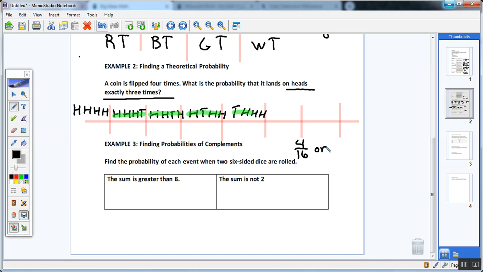Or you might call this 1/4. Or some people might say, let's call it a decimal of 0.25. Or you might call that what percent? 25%.